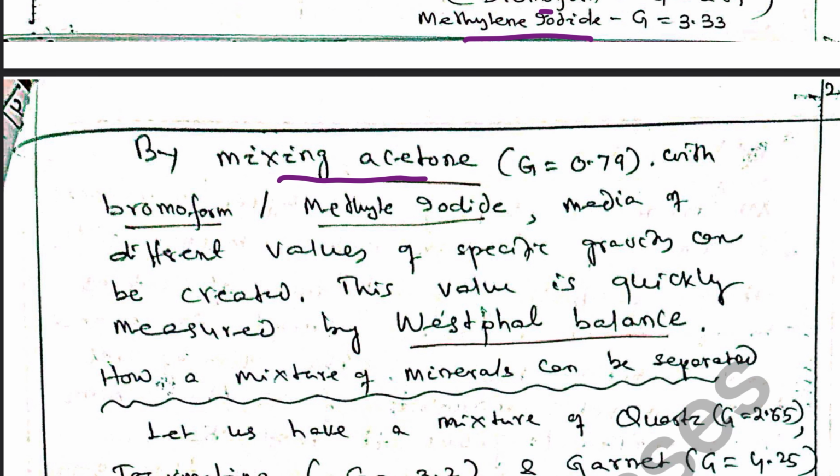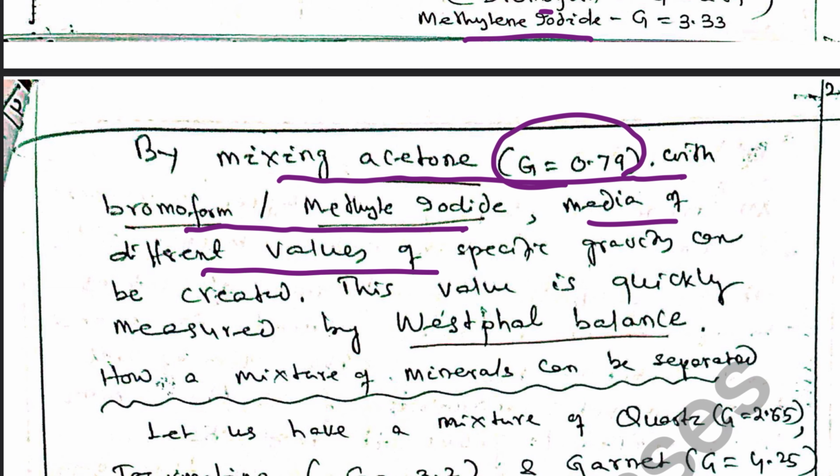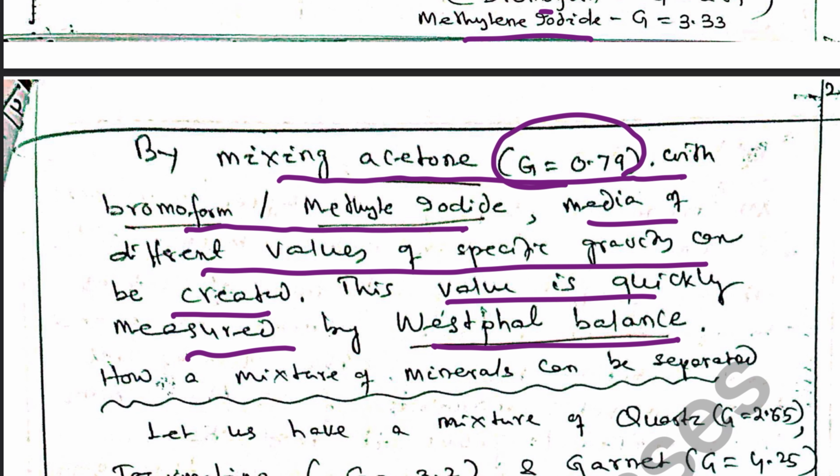And by mixing acetone with the heavy liquid, we can dilute it. Acetone has density 0.79. We can mix acetone gradually with bromoform or methyl iodide, and media of different values of specific gravity can be created. This value is quickly measured by Westphal balance.